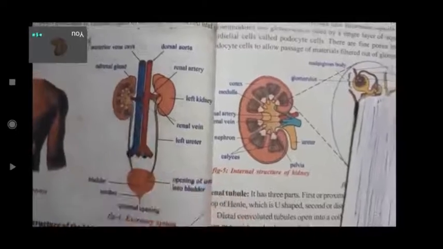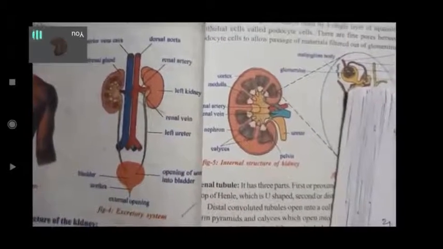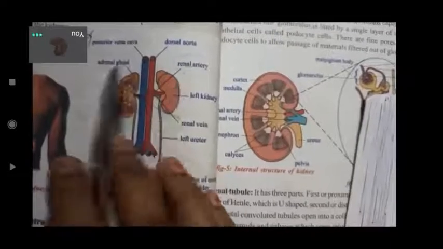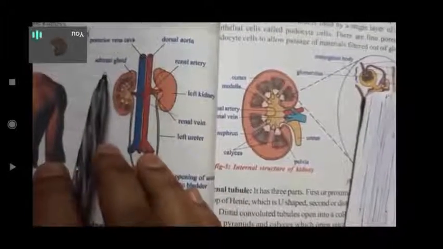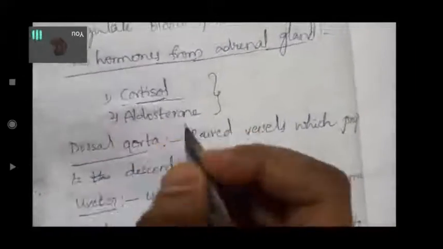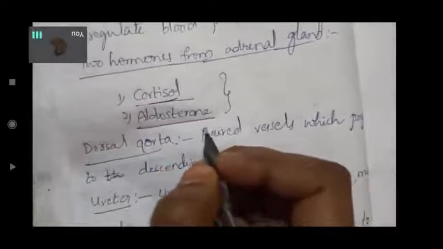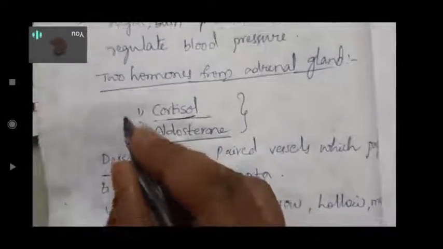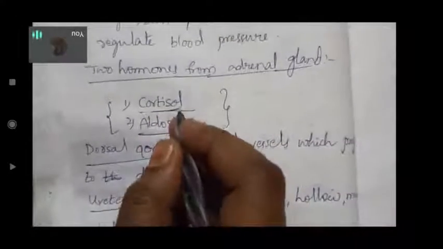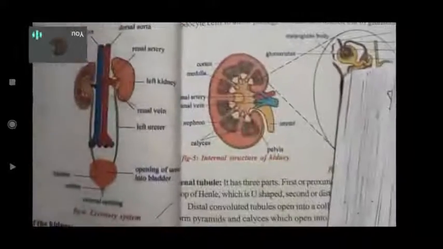Next, I want to tell you the names of the two major adrenal gland hormones. Cortisol is one, and aldosterone. These are the two important major hormones released by the adrenal glands. And up to this we have finished.